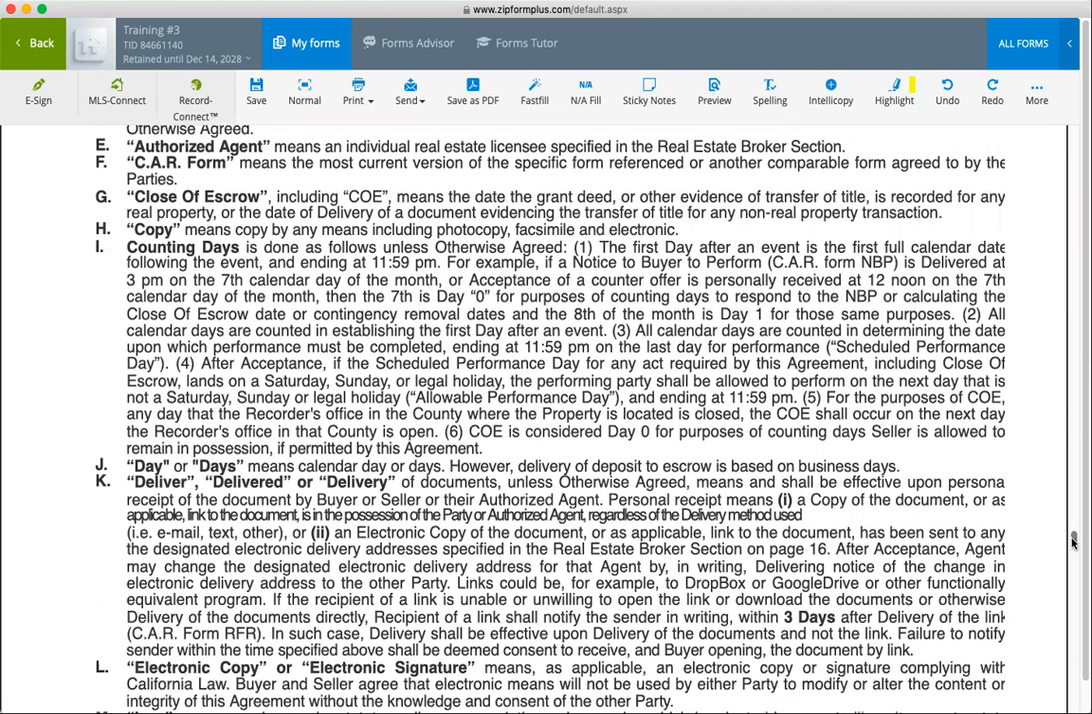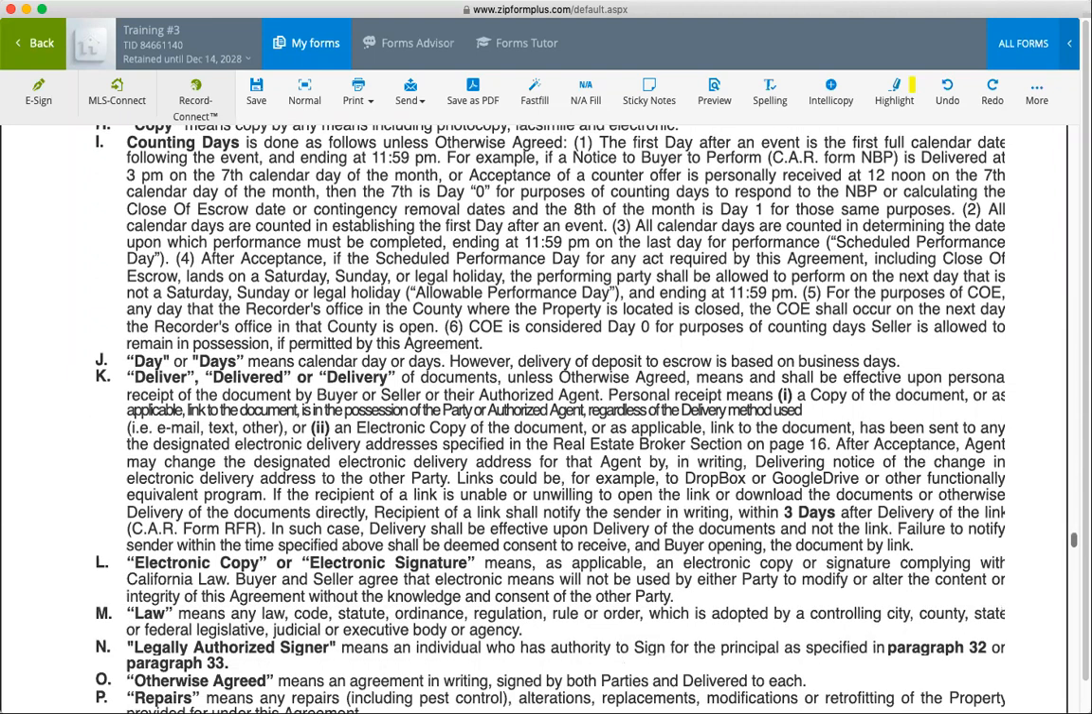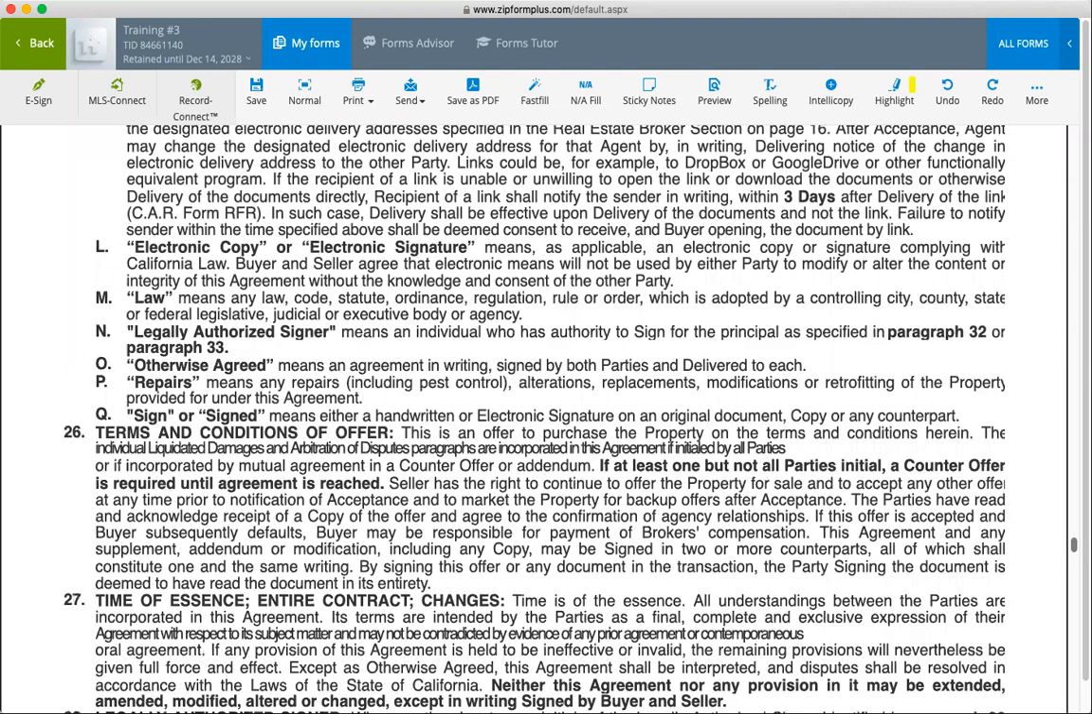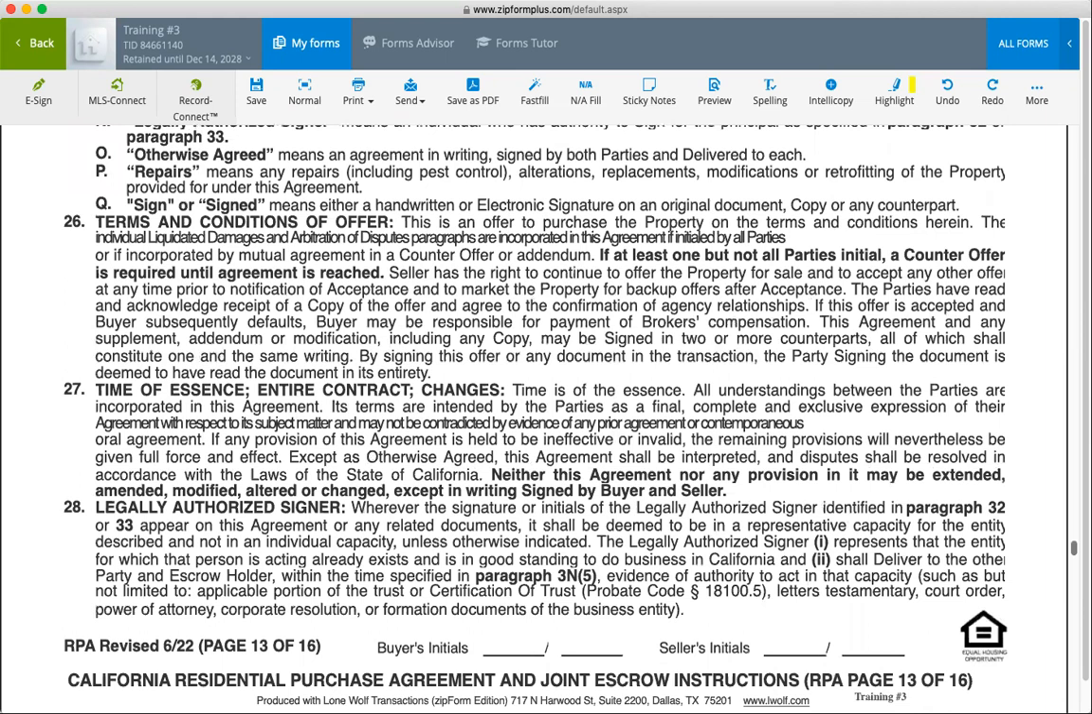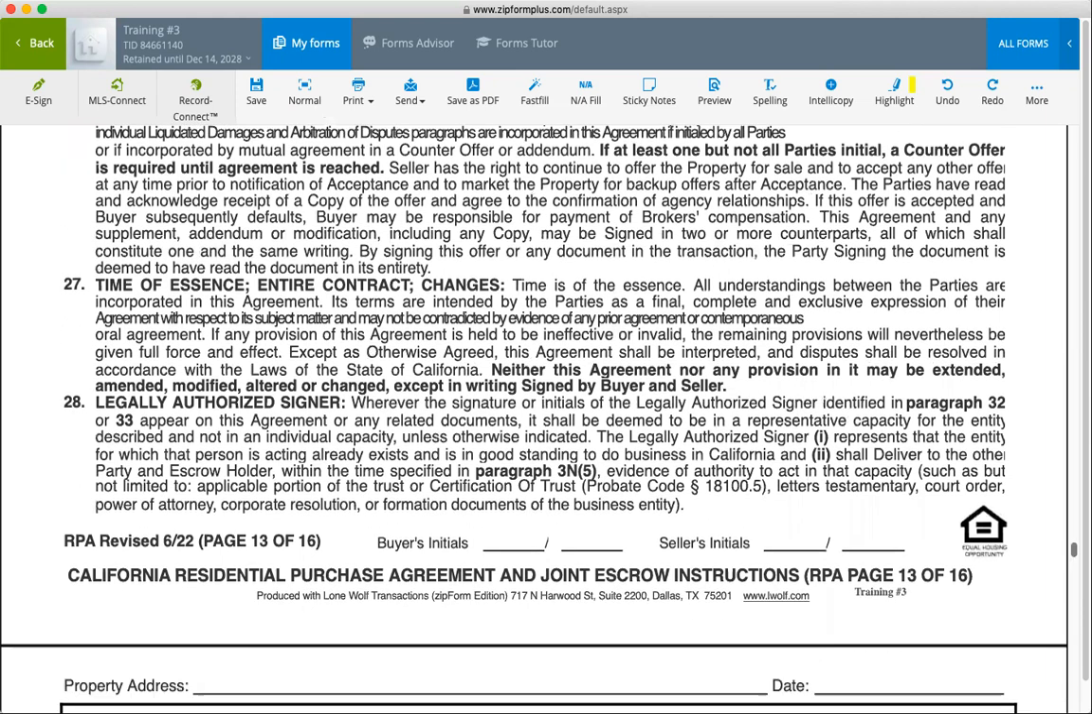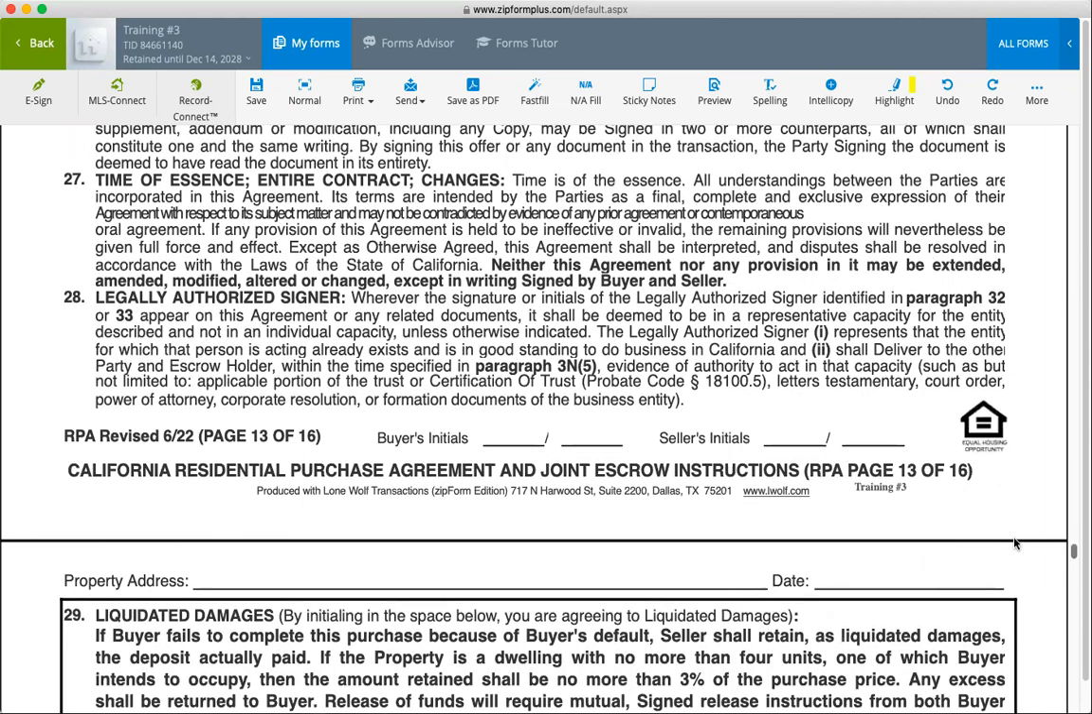Close of escrow, COE. Those are terms the buyer doesn't necessarily understand. Counting of days. That explains how days are counted. Be sure you read that and understand. Other terms and conditions of the offer. Time is of the essence. You learned that in your training, your course. Time is always of the essence in real estate transactions.